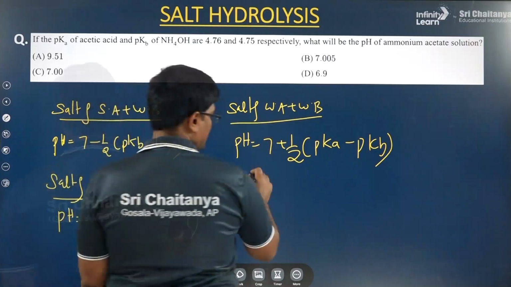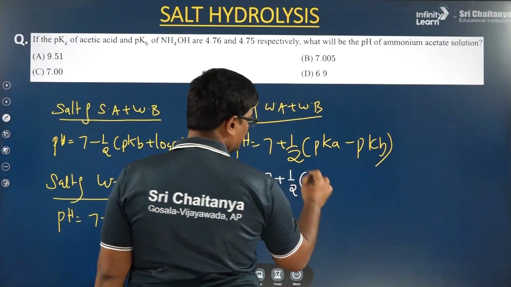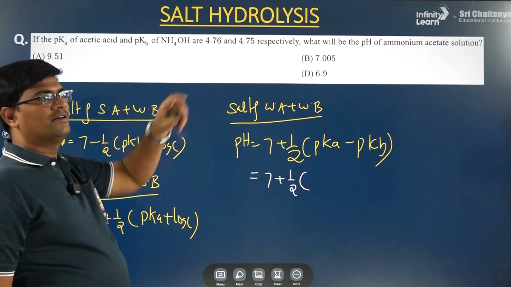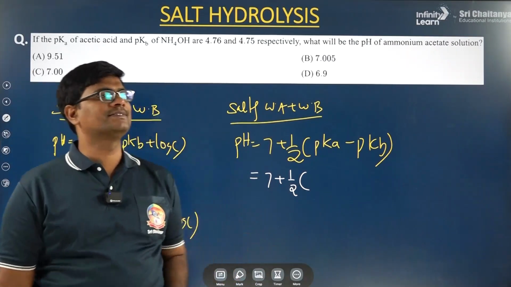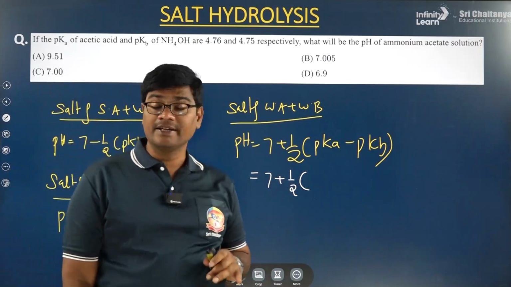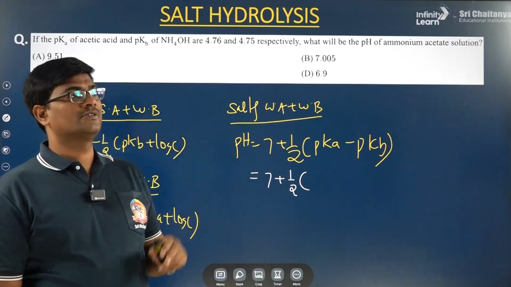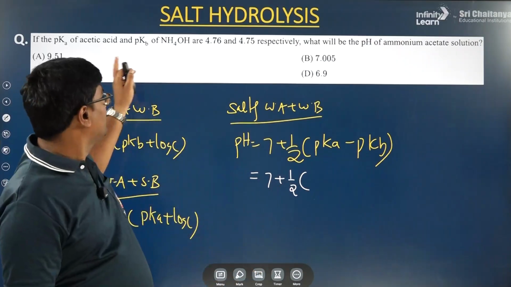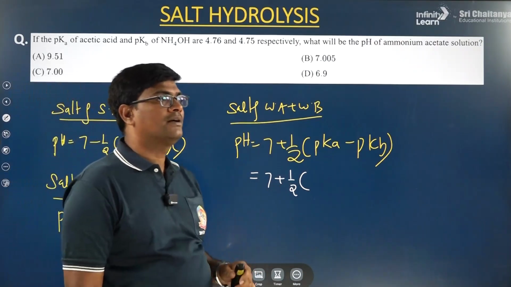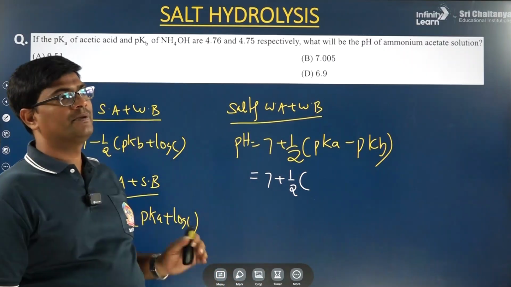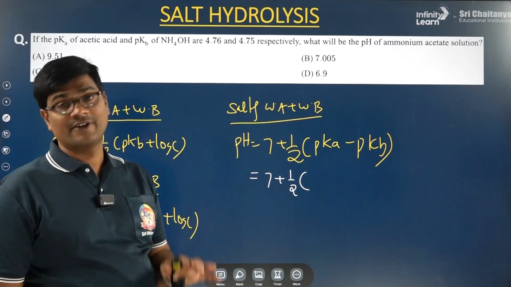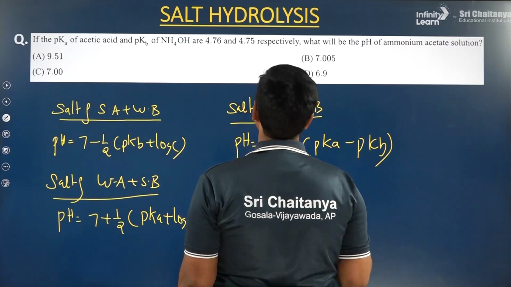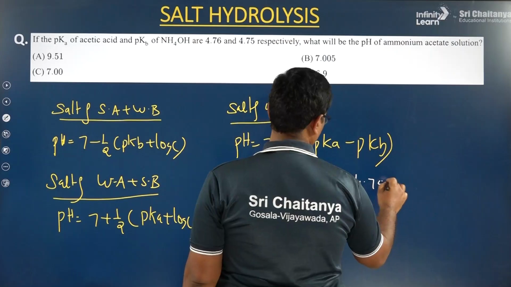So, the pH of the salt of weak acid and weak base is independent of concentration. Now, this is 7 plus half. What is the pKa of the acid here? Look at the problem. If the pKa of acetic acid and pKb of ammonium hydroxide are 4.76 and 4.75 respectively, what will be the pH of the ammonium acetate solution? This is actually the salt of weak acid and weak base. So, the pKa value is 4.76 and the pKb value is 4.75.